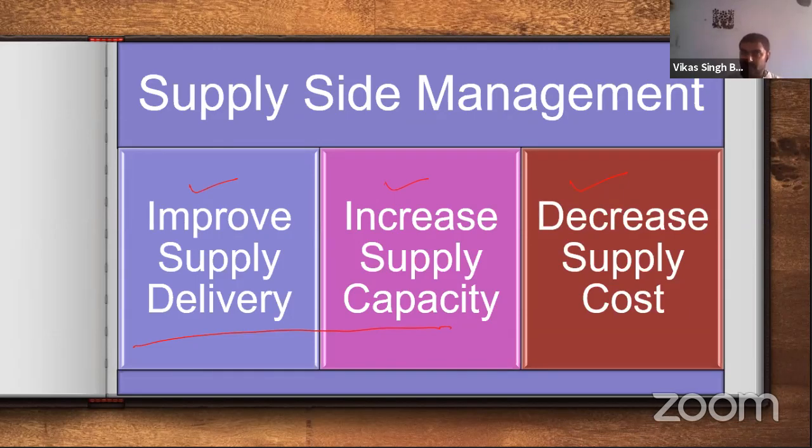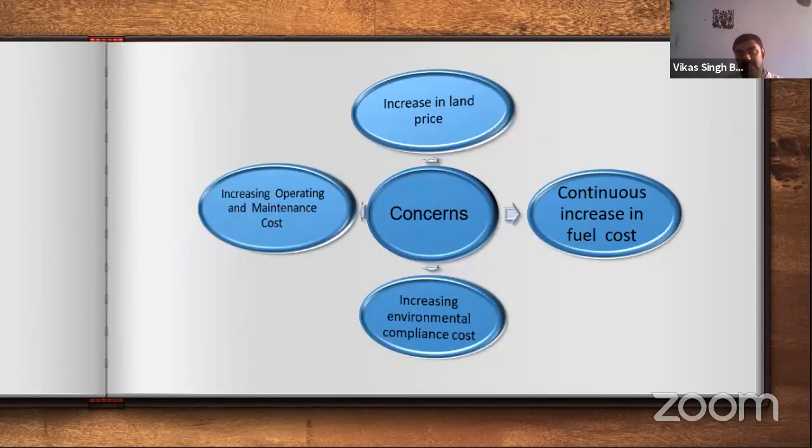So what are the concerns of supply sides? The main concern of supply sides is how they can keep the price low, because the land price is increasing, fuel cost is increasing, environment compliance cost is increasing, operational and maintenance cost is increasing. And if so many factors are increasing, then how can they keep the cost low? This is the main concern of supply side companies.